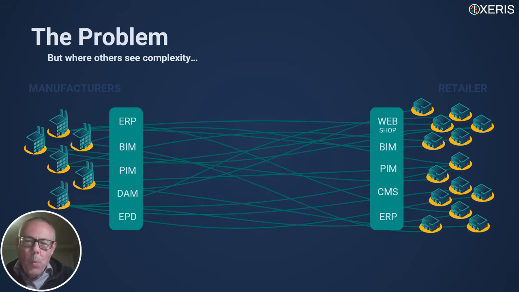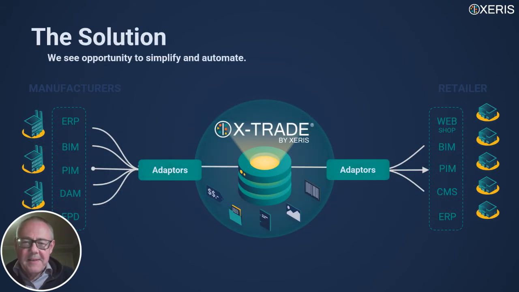But where you may see complexity, here at Xeris, we see an opportunity to simplify and to automate a process. And what we do is we use intelligent adapters to extract the product information from various manufacturer systems. We structure it, we classify it, and then we tailor it to make sure that you get that information in the right formats for your website, for your e-commerce channels, etc.